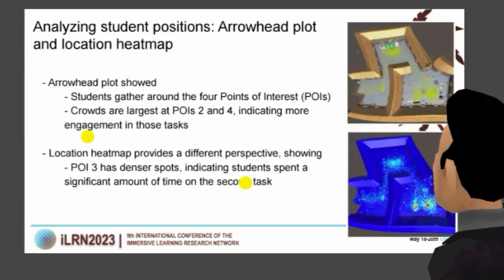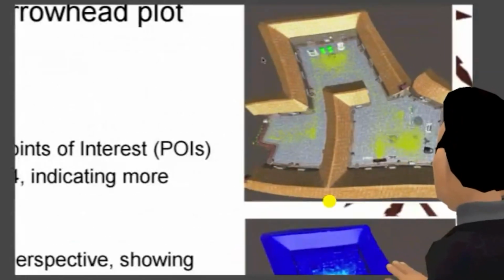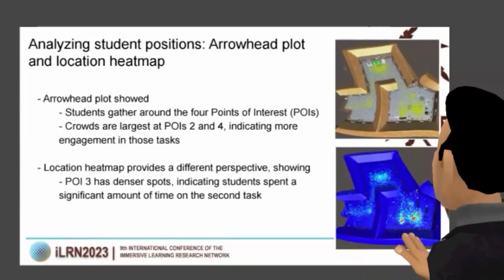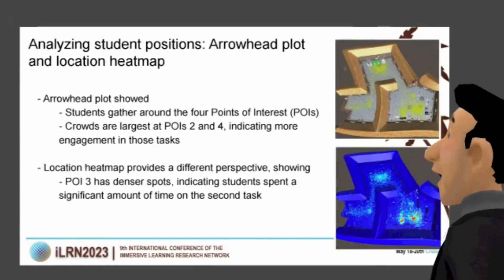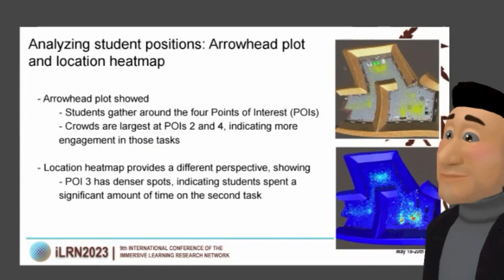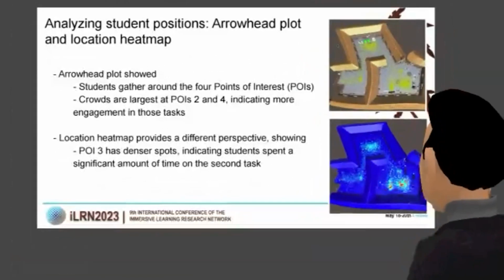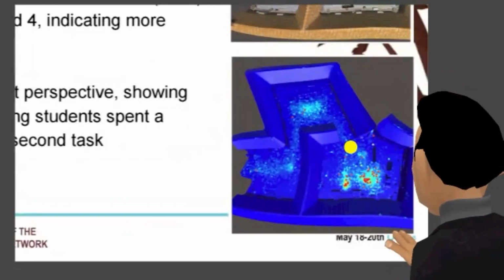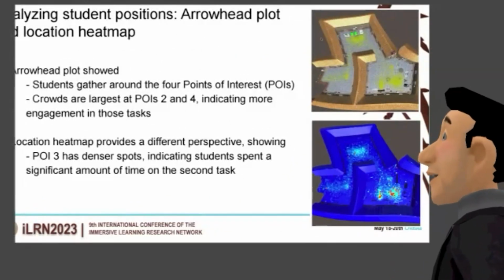Now, it's analysis. First, the analysis of the student positions. The first one is the arrowhead plot, which is this. It showed that students gathered around the 4 points of interest, and crowds are largest at point 2 and point 4, indicating more engagement in these tasks. The location heat map looks similar, but a little bit different. The location heat map shows point 3 also has quite dense spots, indicating students spent a significant amount of time on the second task.